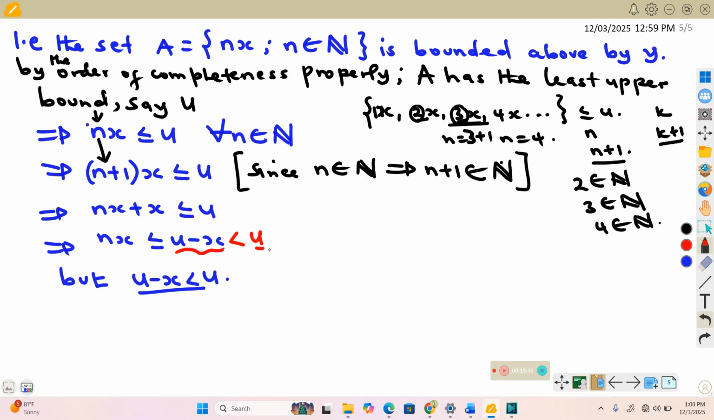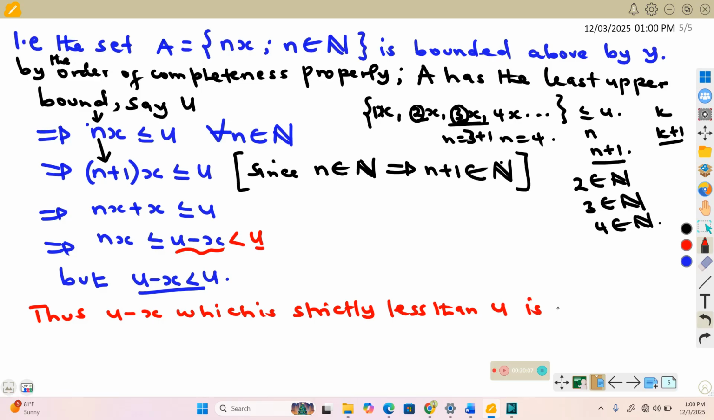And if this number is less than u, what does that imply? This implies that u minus x, which is strictly less than u, is also an upper bound of A.